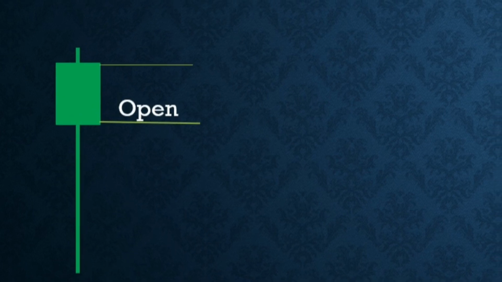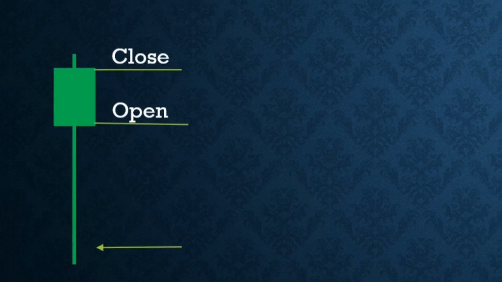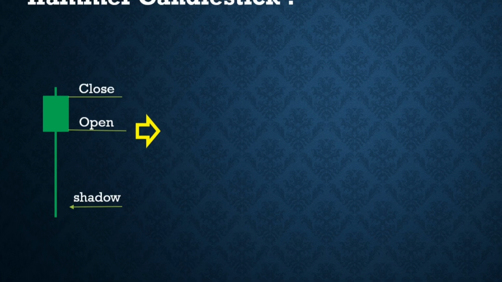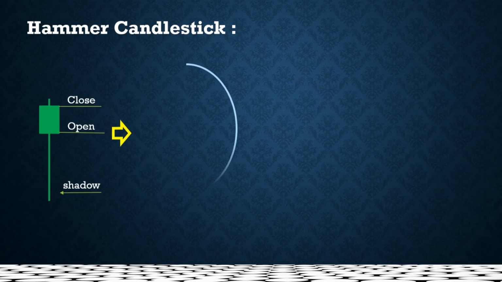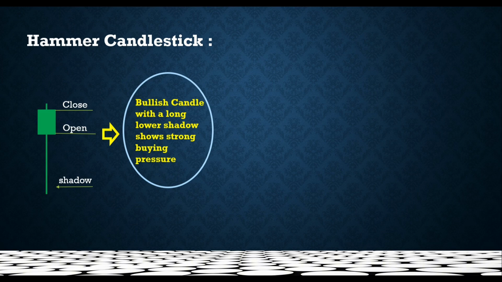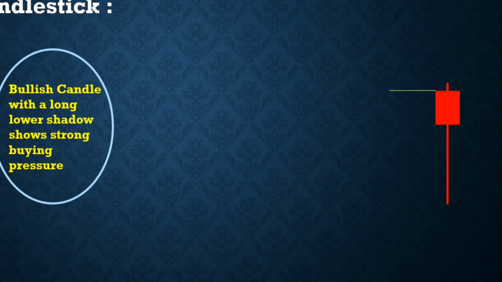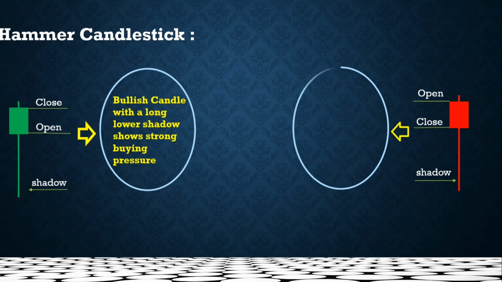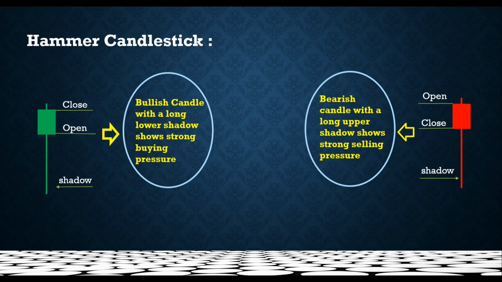The next candlestick pattern we will analyze is the hammer. Let's get more familiar with the hammer pattern, and then we will dive deeper into its details. A bullish candle with a long lower shadow shows strong buying pressure. A bearish candle with a long upper shadow shows strong selling pressure.